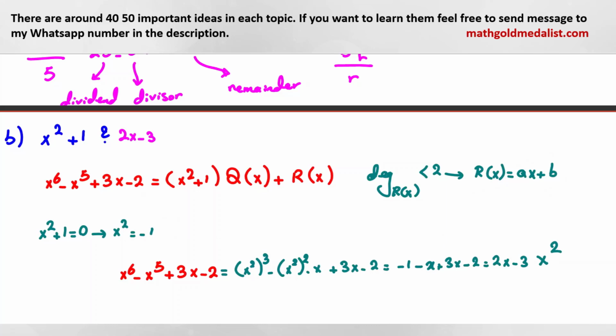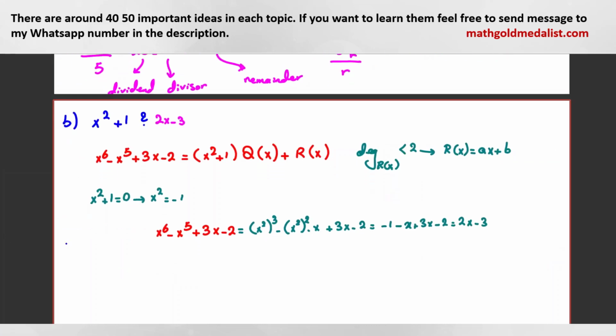Now let's try to solve one more part. After this, we can solve AMC problems. Suppose our polynomial is this, and we divide it by x squared plus x plus 1. Try this one. Again, with the same approach we want to solve. Try first on your own.